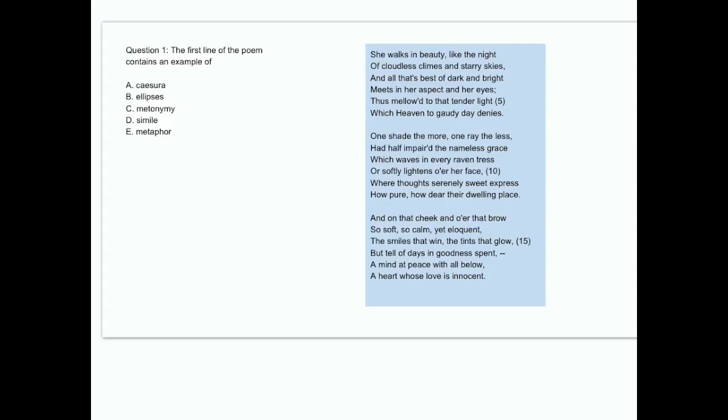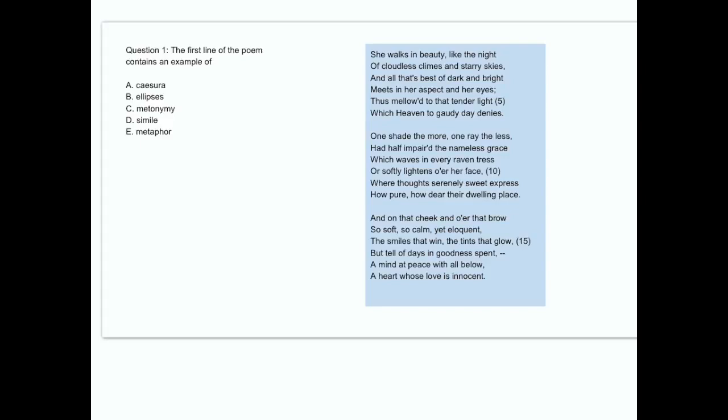Question 1. The first line of the poem contains an example of what? And here we have a question that requires you to be familiar with literary devices. You probably got this one really quickly, but we'll take the opportunity to go over some of these devices now.